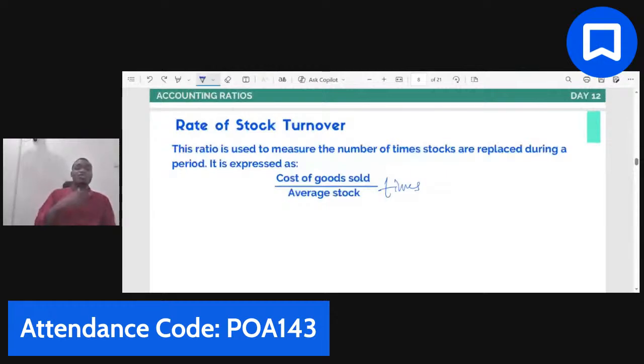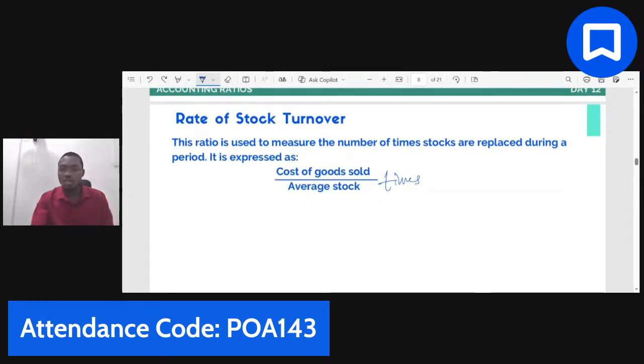If we replace stock many times, then it means that we actually sold goods fast. But let's assume that during this year we just replace stock just one time. That means we did not sell much. But if we replace the stock like 5 times, that means we sold it out. That's because if you don't sell it out, you will not replace it. Do you understand that? So it is expressed as cost of goods sold over average stock.